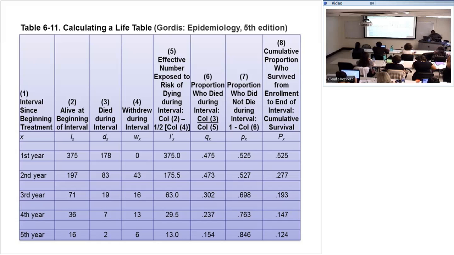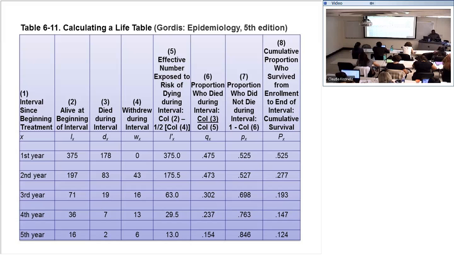Then we need cumulative survival. So what is the probability that a person will survive at the end of the second year? That's the cumulative survival. And that, in simple terms, is this one times this. So this probability of surviving times the cumulative probability of surviving for the first year will give you this one. It's the same thing when we come here.